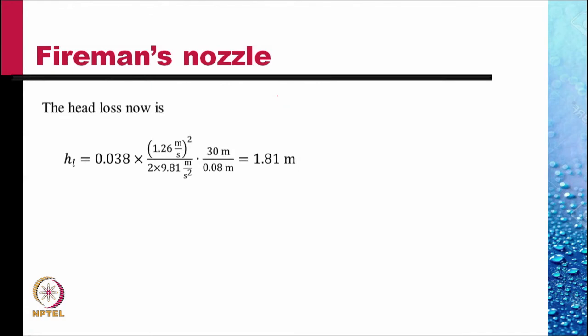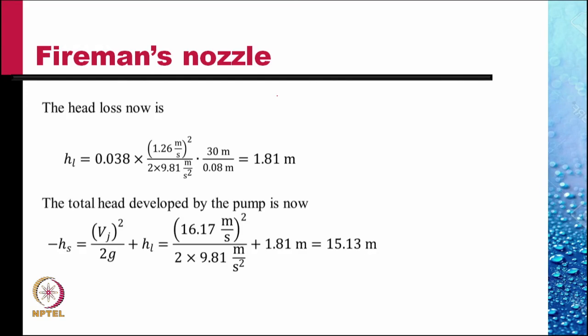But even with this f, the head loss now is a measly 1.81 meters compared to about 192 meters. So the total head required now is 15.13 meters compared to 203.2 meters without the use of the reducing nozzle.